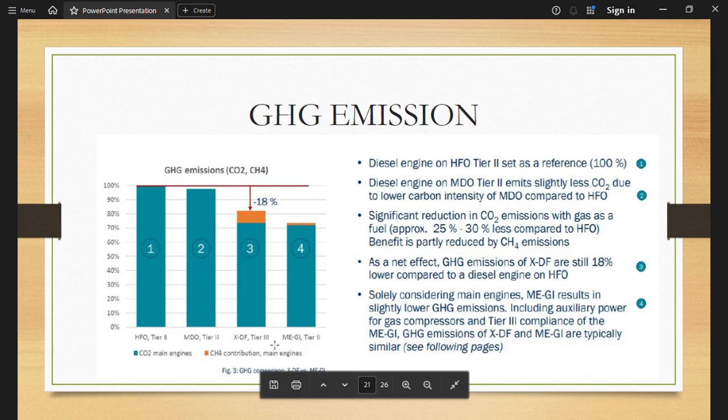Okay, now here when we speak about it, it is solely considering main engine. MEGI results in slightly lower GHG emission including auxiliary power for gas compressors and Tier 3 compliance of the MEGI. Greenhouse gases emissions of XDF and MEGI are typically similar. So here you will have it typically somewhat similar. So these are for the greenhouse gas emissions.